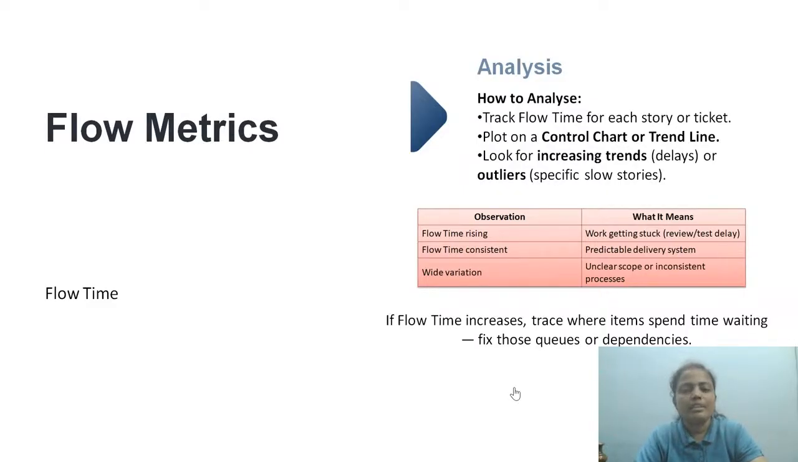Flow time is consistent. So predictable, again, a predictable delivery system. So these kinds of stories, it will take this much time. This kind of stories, it will take this much time. That means we can predict the team, we can predict the overall system.